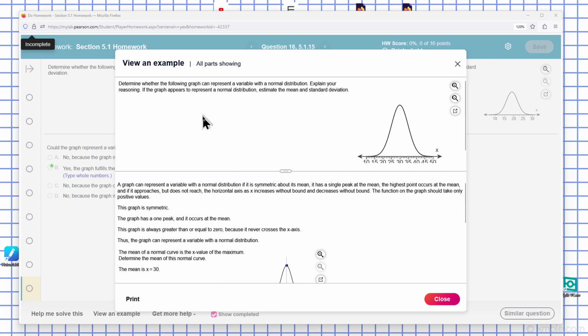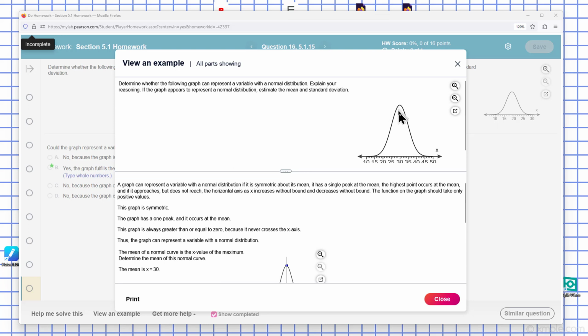This is chapter 5, section 1, problem 15. Determine whether the following graph can represent a variable with a normal distribution. Explain your reasoning. If the graph appears to represent a normal distribution, estimate the mean and the standard deviation.